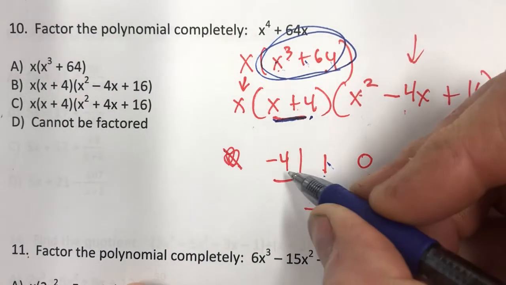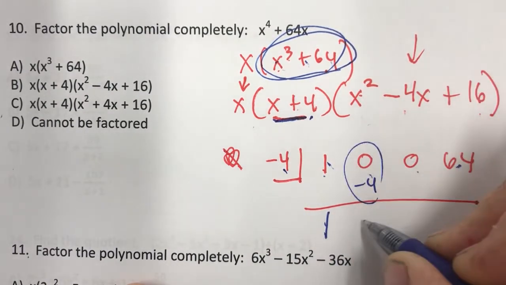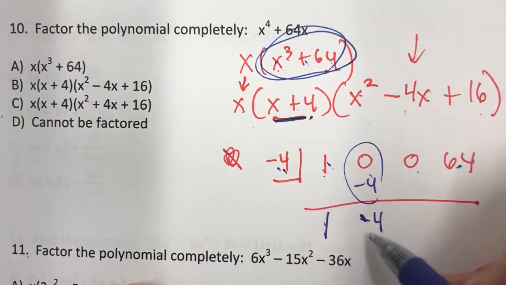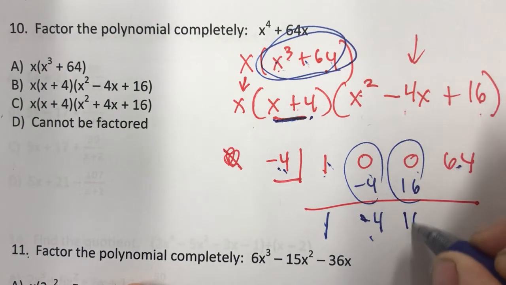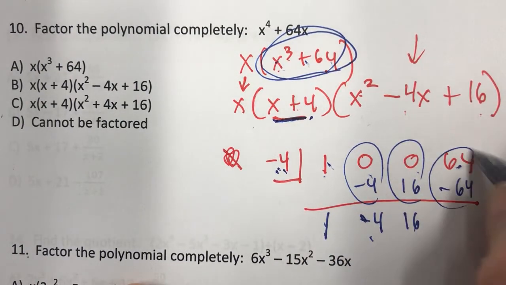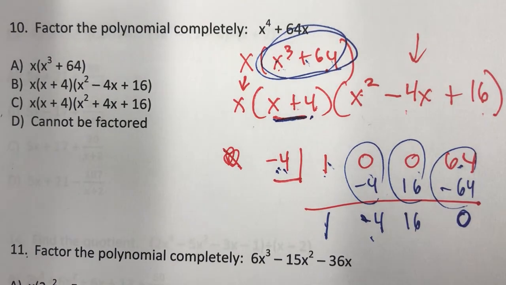All right, the 1 comes down. Negative 4 times 1 is negative 4. I add these. And then I got a number down here. I do negative 4 times negative 4, which is 16. And I add these. And I do it again. Negative 4 times 16 is negative 64. And I add those, which is a big 0.